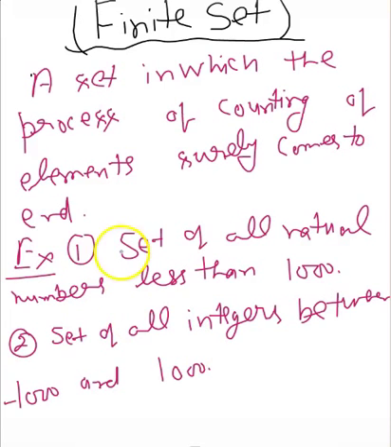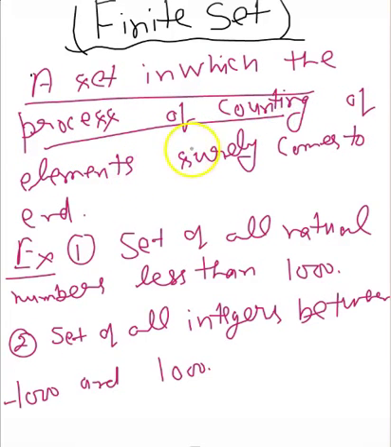Just go through the definition. A set in which the process of counting of elements surely comes to an end. Basically it means that you can count the total number of elements present in a set. So that would be called a finite set.